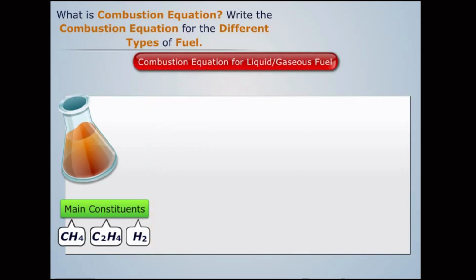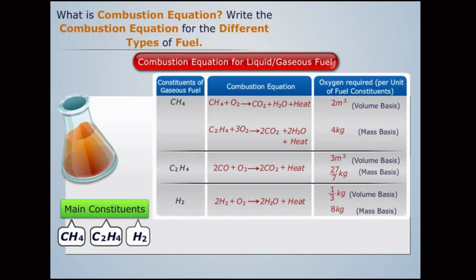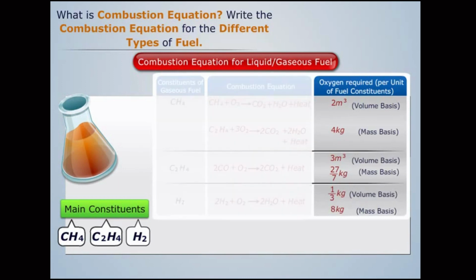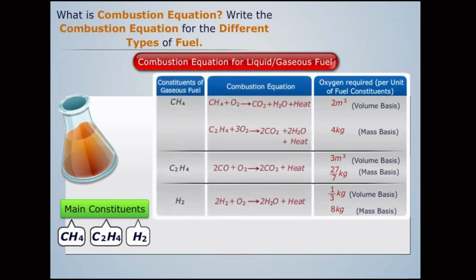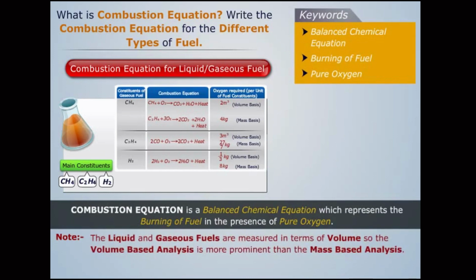Similarly, we can write the combustion equation for the other constituents as follows. The third column shows the corresponding mass and volume of oxygen requirement per unit of fuel constituents. Note that the liquid and gaseous fuels are measured in terms of volume, so the volume-based analysis is more important than the mass-based analysis.